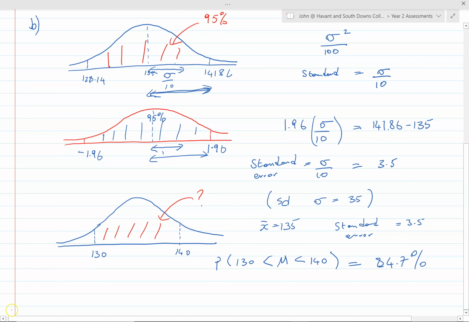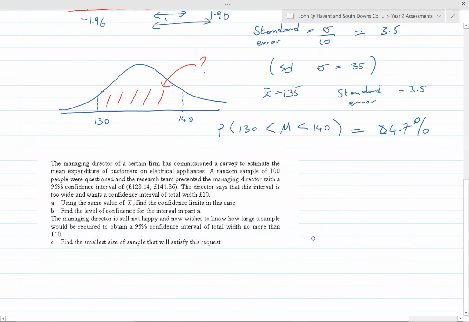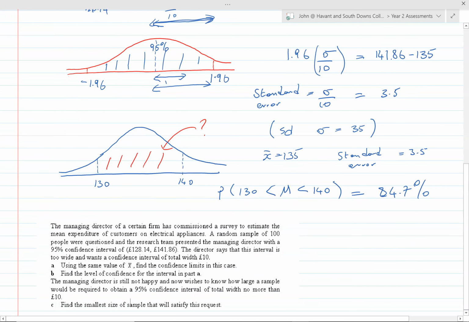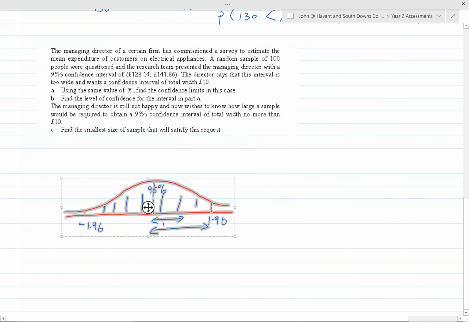Okay, let's bring the question back down again for the final part. And now we want to know what sample size would be needed to actually get the 95% confidence interval to be between 130 and 140. Okay, so now let's bring down the standard normal distribution that we had from before. We're going to use that again.